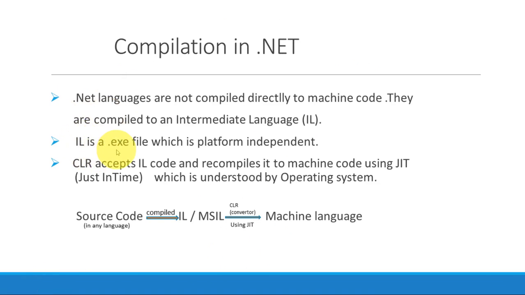That is intermediate language. It is an exe file which is platform independent, and the CLR accepts this IL code and recompiles it to machine code using JIT, that is, just-in-time, which is understood by the operating system. So this is a graphical flow of the whole process: source code in any language gets compiled to IL, which is then converted into machine code. So this is how the whole process of compilation takes place in the .NET platform.